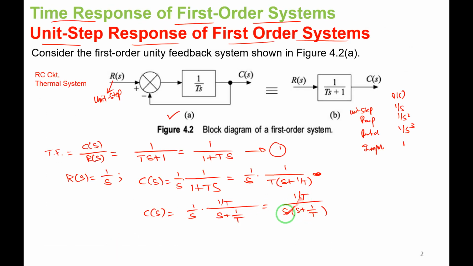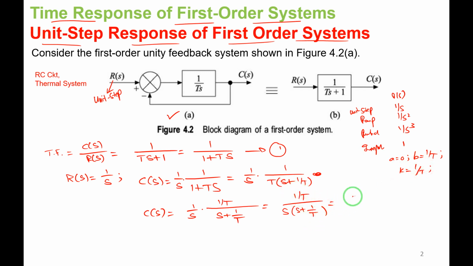So k divided by (x plus a) into (x plus b), x means s here, so a is 0, b is 1 by t. So let me write it here: a is 0, b is 1 by t, and k is 1 by t. B is also 1 by t, and this is k, right?